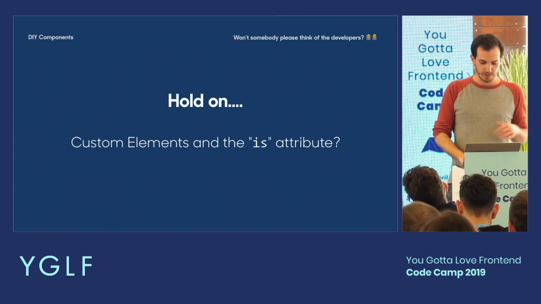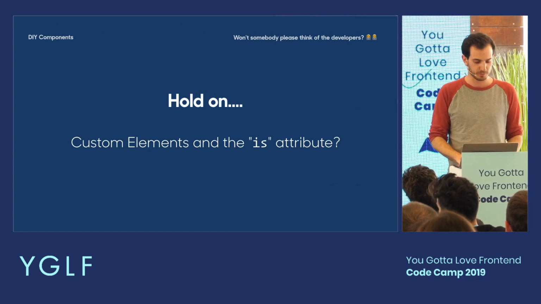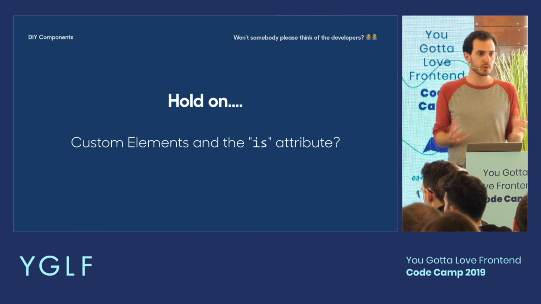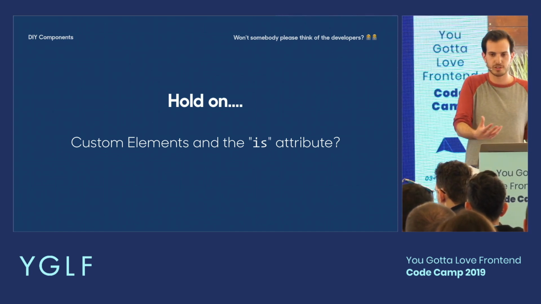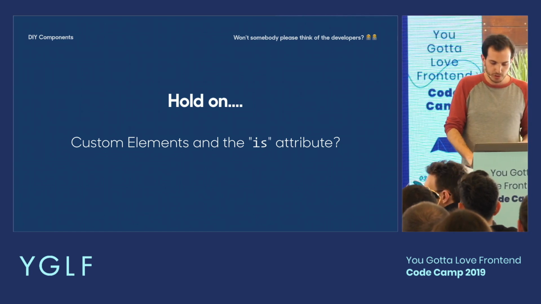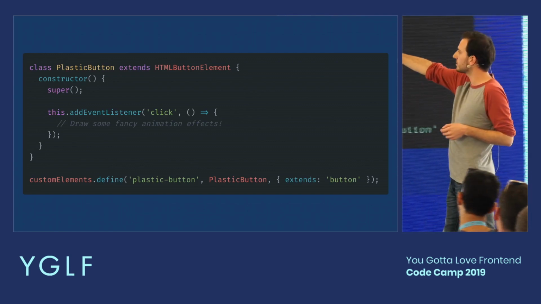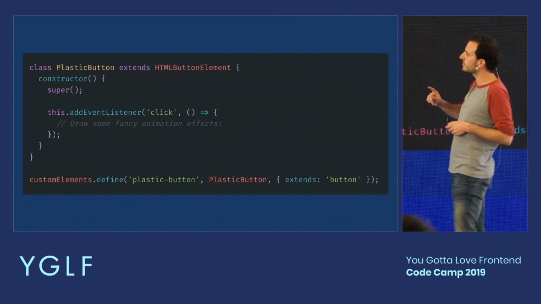But if not, let's pause for a minute and look at how this works, because I think it has a lot of potential. As part of the custom elements v1 specification, you can create completely autonomous custom elements, basically just extending the HTML element class. But you can also extend existing HTML elements. So if you look up here, we say class PlasticButton extends HTMLButtonElement.